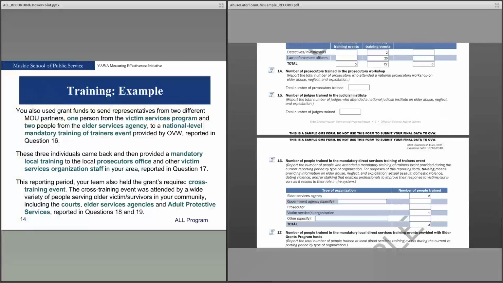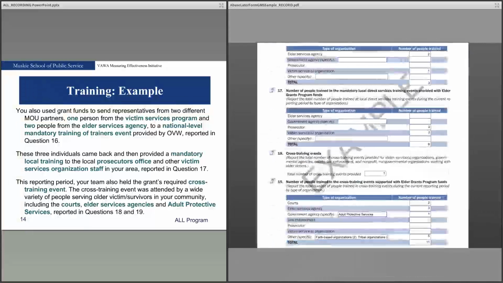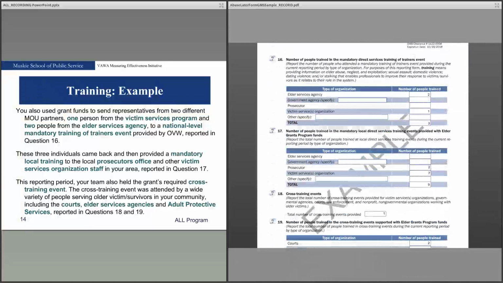Question 16 is asking specifically about a national-level training event sponsored by OVW. A maximum of 5 individuals might attend this event, so the total people trained in the mandatory direct services Training of Trainers event, question 16, should never be more than 5. Question 17 asks about mandatory local 2-day direct services training events.